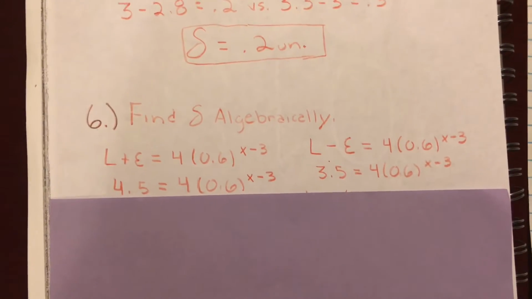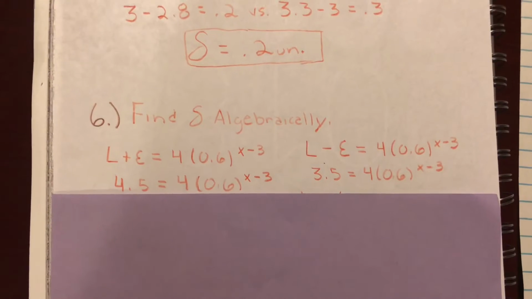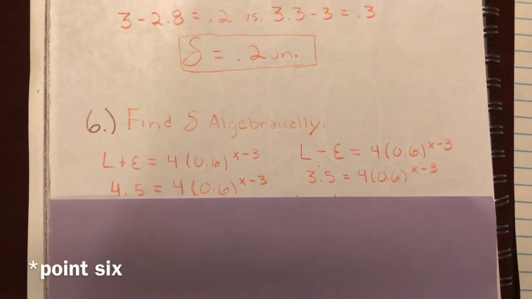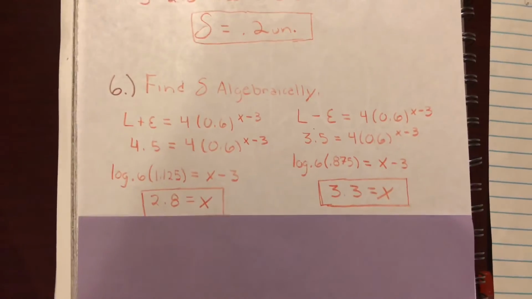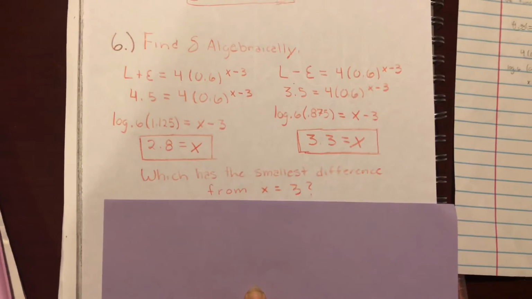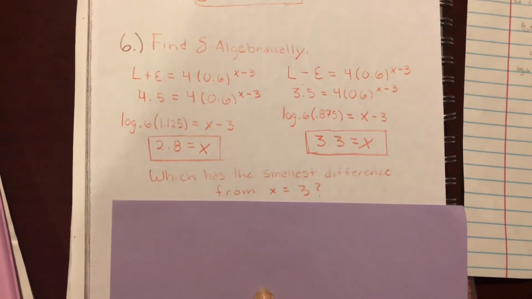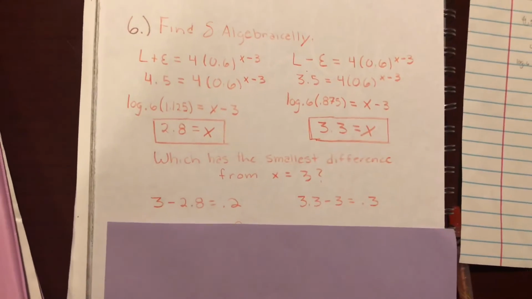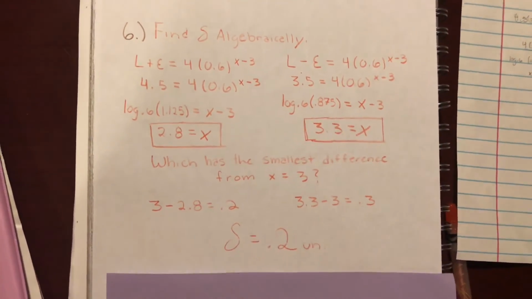After setting it equal to the function, I simply solve for x by dividing by 4 and multiplying both sides by log of 6, and then adding 3 to both sides to get to x, and I got the values 2.8 and 3.3. Related to part 4, we must decide which of the two values have the smallest difference from x equals 3. Once again, 2.8 has the smallest difference from 3, so our delta value is 0.2 units.